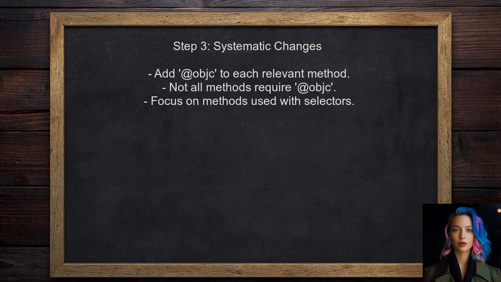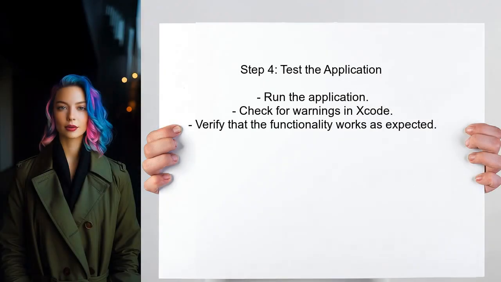If the user has multiple methods that require this change, they can systematically add the @objc attribute to each relevant method. However, it's important to note that not every method needs this attribute. Finally, the user should test the application to ensure that the changes have resolved the warnings and that the functionality remains intact. This is crucial for confirming that everything works as expected.